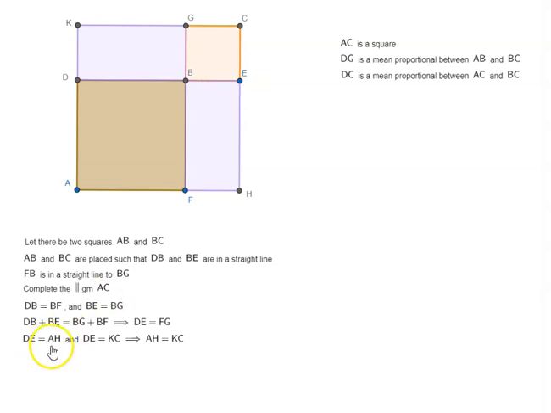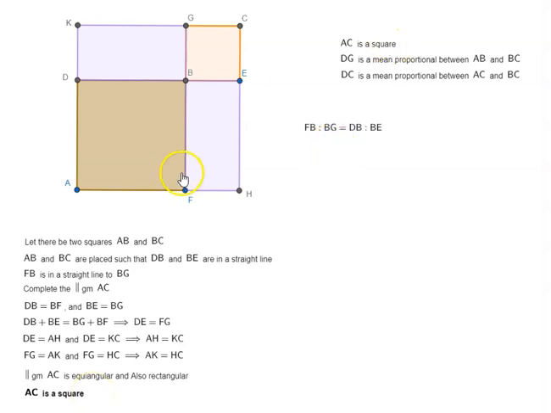DE is equal to AH and DE is equal to KC, which means AH is equal to KC. Similarly, FG and AK, and FG and HC are equal. That means AK and HC are equal. That means the parallelogram AC is equiangular and also rectangular. That means AC is a square. So we have taken care of the first statement.